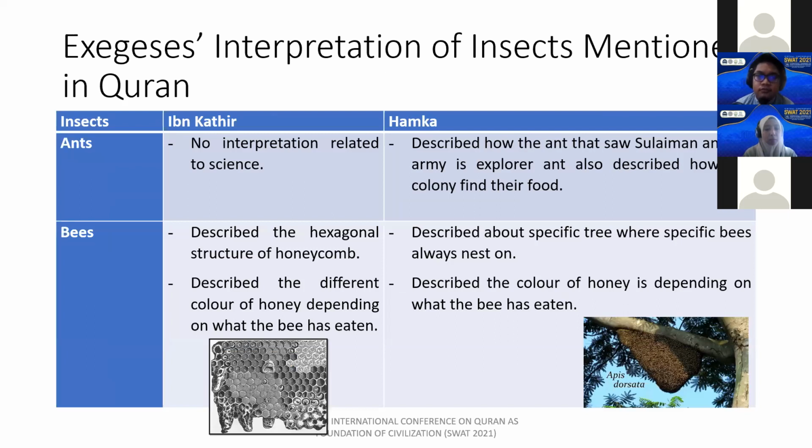And then is the interpretation of insects mentioned in the Quran by both exegetes. First, for ants, Ibn Kathir does not mention any specific detail about the ants, but rather he just relates the ants to the next verses, where Sulaiman smiles when he hears the ant mention the approaching of his army, which means he just concludes that Sulaiman understood what the ant understood, that the Sulaiman army is approaching.